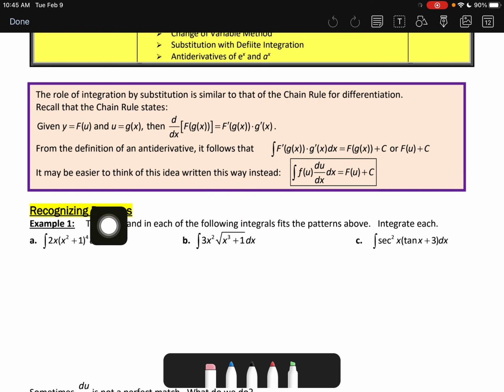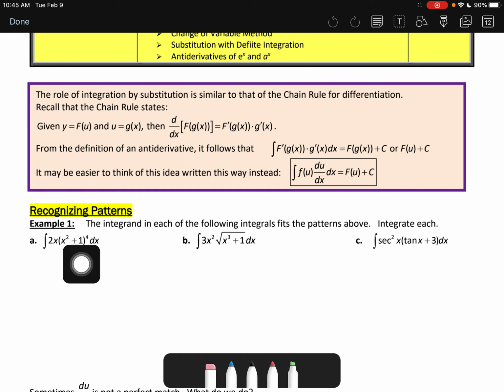Sometimes it's easier to just jump into the examples, but basically what we're doing is we're making a substitution. We might have a composite function that would involve a chain rule if we're doing the derivative, and what we're going to do is rewrite our antiderivative so that this chain rule is done on the side beforehand, and I'll show you what I mean. Here's the idea.